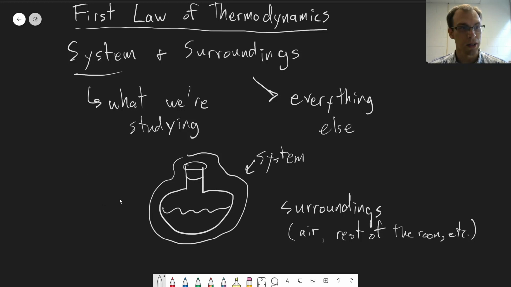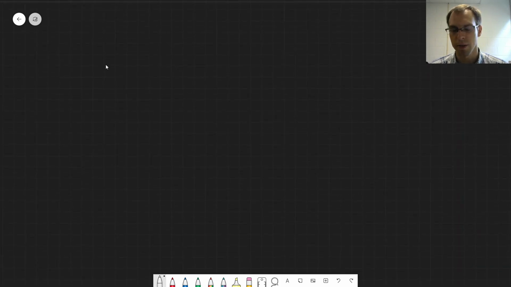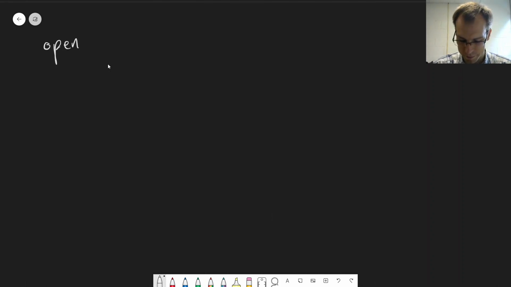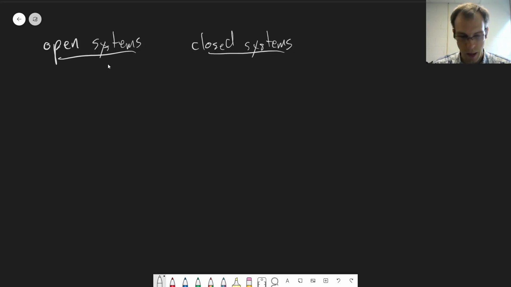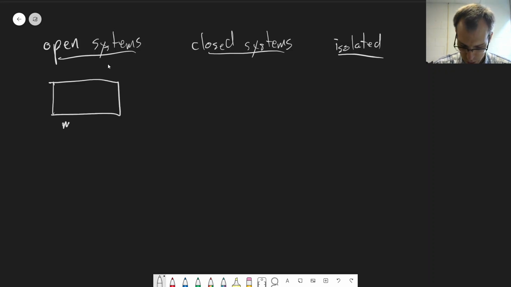Now, there are different types of systems that we will be considering in thermodynamics. Basically, there are three types. So we have open systems, closed systems, and then isolated systems. And these generally depend on whether we think about matter and energy and whether they can be exchanged between system and surroundings. Open systems, we can have matter that can exchange between the system and surroundings, as well as energy.